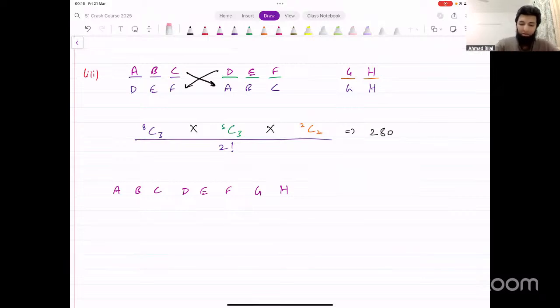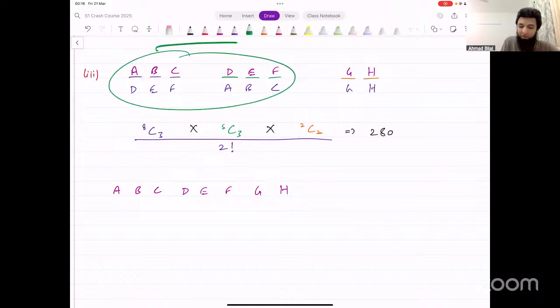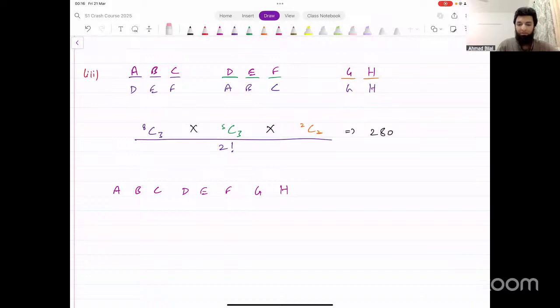Right? The 560 that we were getting from the numerator here, it was counting this as 2 separate divisions. Okay, but they're not two divisions. They're both the same. There's no difference between them. So in order to get rid of this double counting, we divide by 2 factorial, right? The number of possible arrangements that we can have for these same groupings, the identical groupings, we divide by 2 factorial because of that.